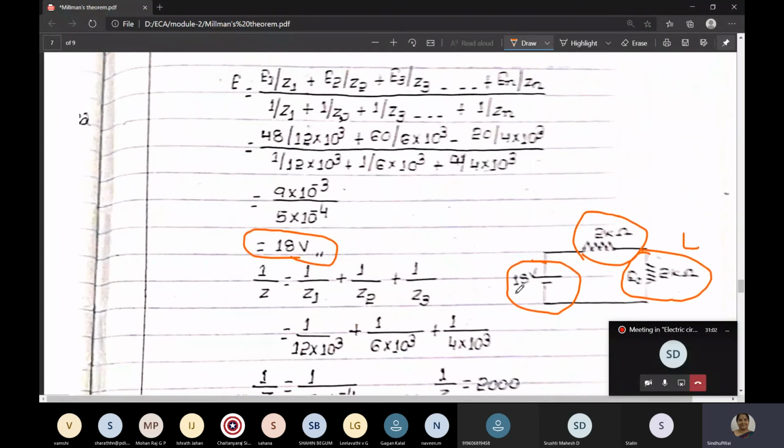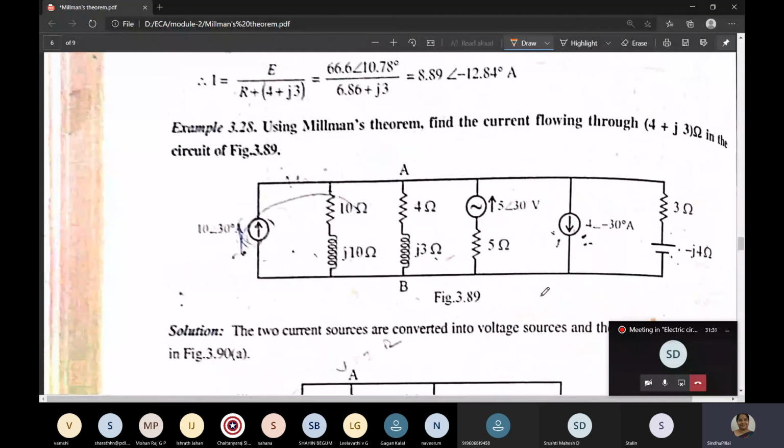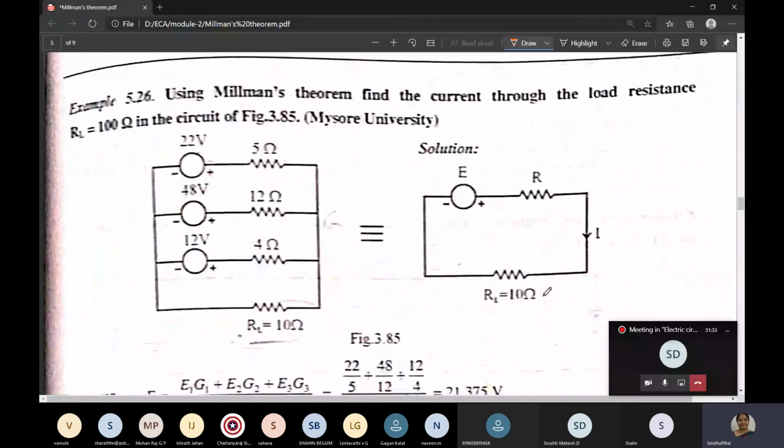Here what is important is that so many voltage sources are converted to a single voltage source. That network is written here, that is 18 volts, and we have to write its impedance. How will we find out the impedance? 1 by Z is equal to 1 by Z1 plus 1 by Z2 plus 1 by Z3. Just write their impedances, substitute and you will get the answer as 2 kilo ohm. This is important. By using Millman's theorem, we have converted many voltage sources into a single voltage source.